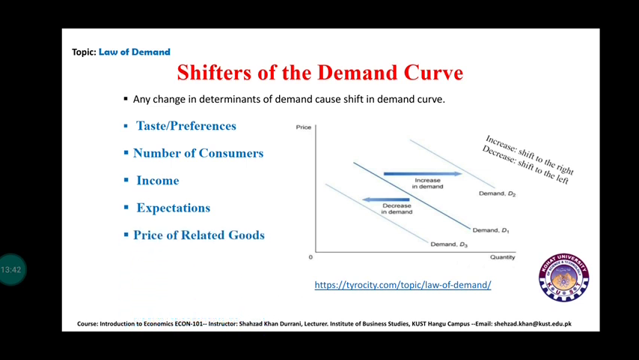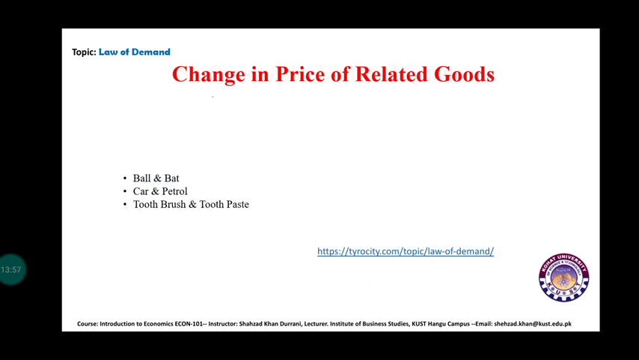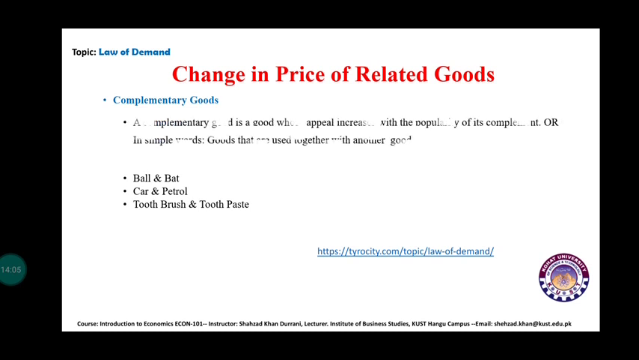The price of related goods, let's talk about it because it's important to understand this one. There are two kinds of related goods. One is called complementary goods. What are complementary goods? A complementary good is a good whose appeal increases with the popularity of its complement. Or, in simple words, goods that are used together with another. An example of that is ball and bat, right? These are called compulsory goods for each other. If there is an increase in the price of balls, then the bat prices will jump too.